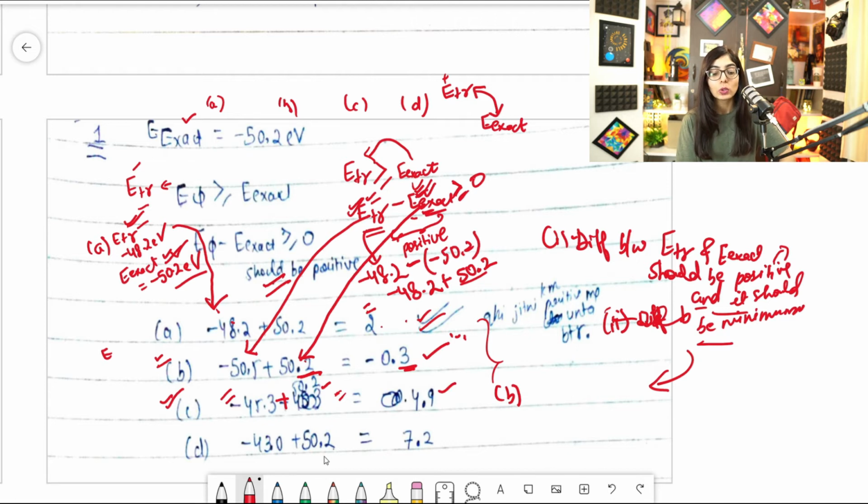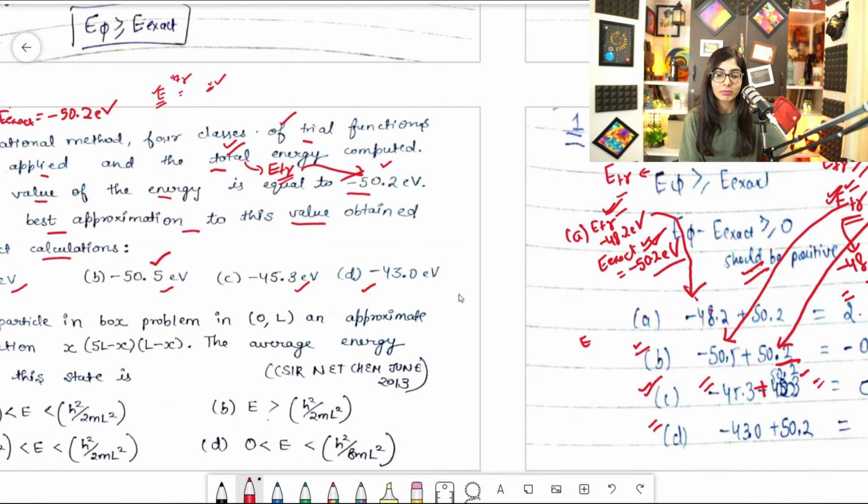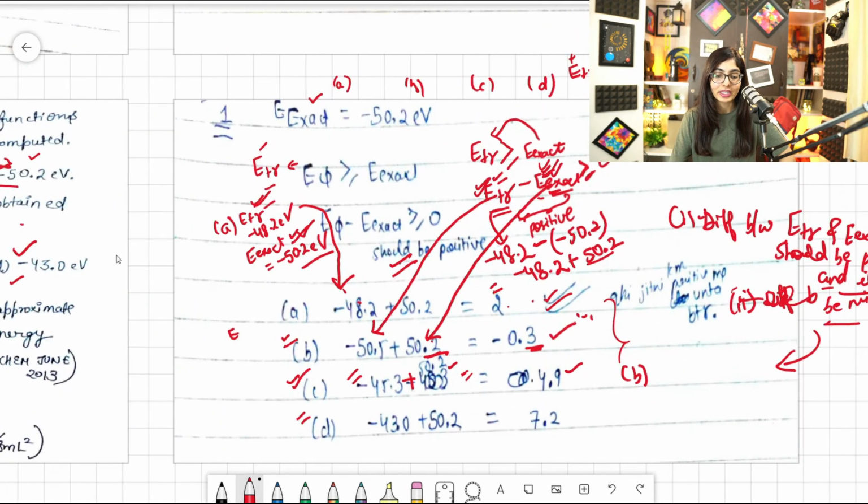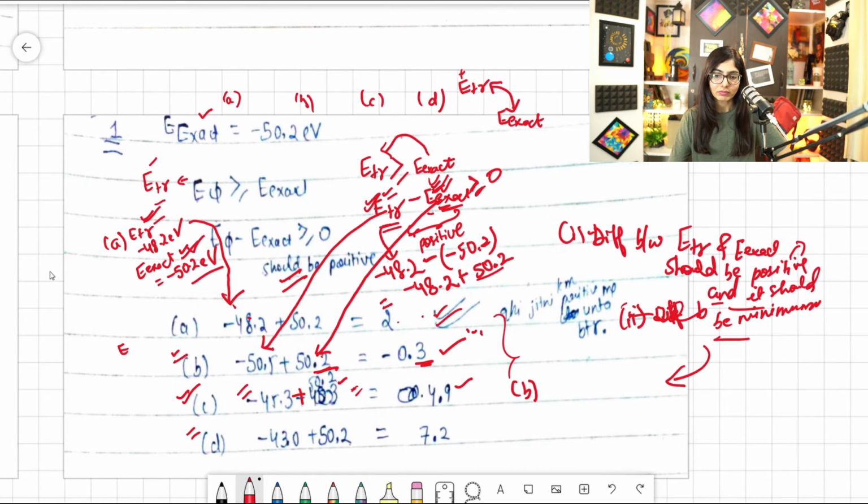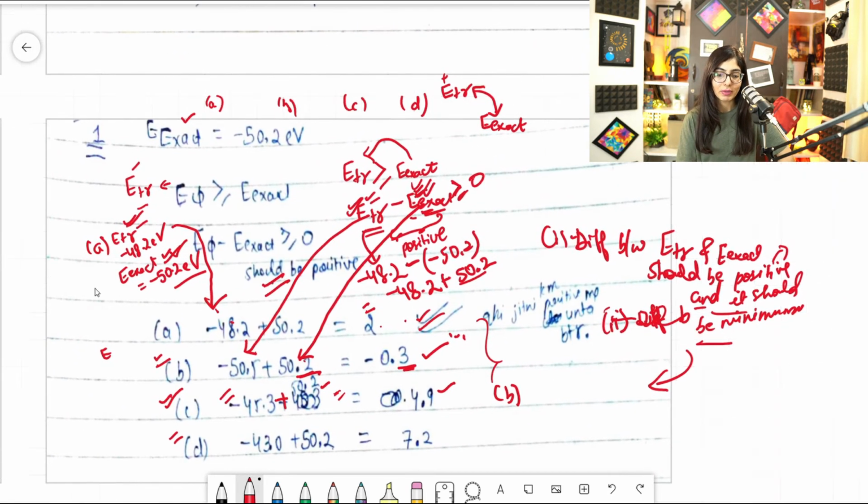Clear? And now the D part. D part, what we have, E trial wave function, that is minus 43. Can you see? Minus 43. And I'll be taking this now, and I'll be calculating what the difference is. Clear? So difference should be minus 43, and then minus minus plus 50.2, and then 7.2. Clear? So what we'll do, the difference should be minimum, and it should be positive.